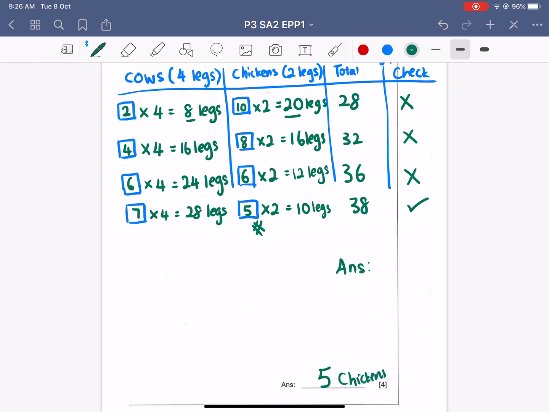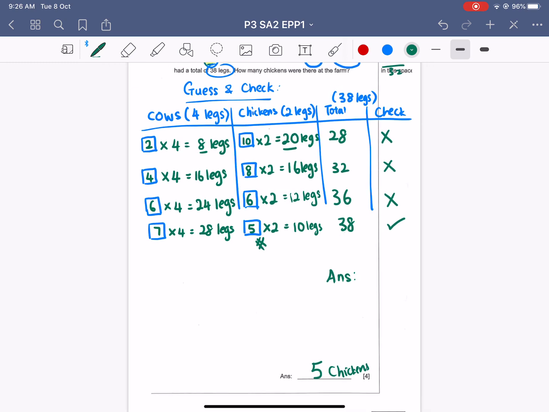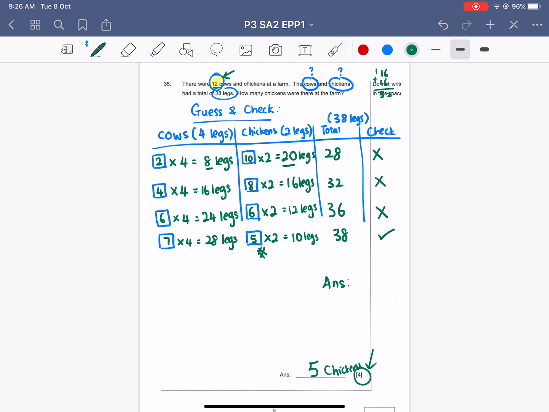Okay, now you may be thinking, wow, I have spent so much time guessing. Is it worth the time? Yes, because it is 4 marks for doing the guesses. Alright, why not? And it's fun to guess as well. Okay, so that's how I get my guesses and checking. So you may want to pause and try your own guessing if you got this question wrong.